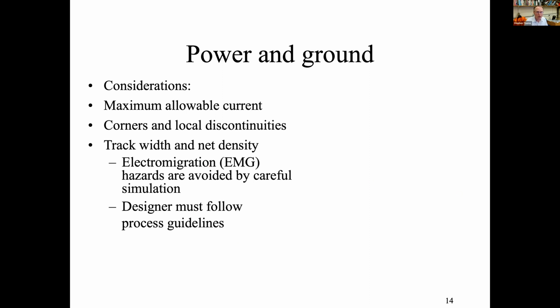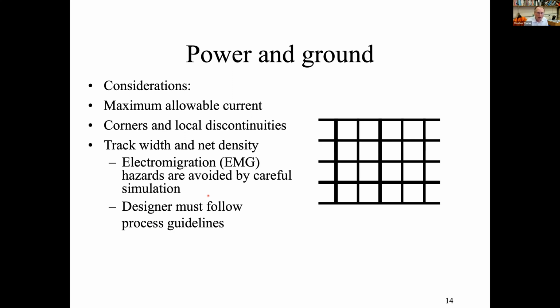And we need to think about the density and the width of the tracks. Electron migration is a really important thing. We'll come to that soon. And yes, when you're actually designing, there will be process guidelines. In other words, the factory, the fab, will have certain design rules which have to be followed, because otherwise the system won't work.